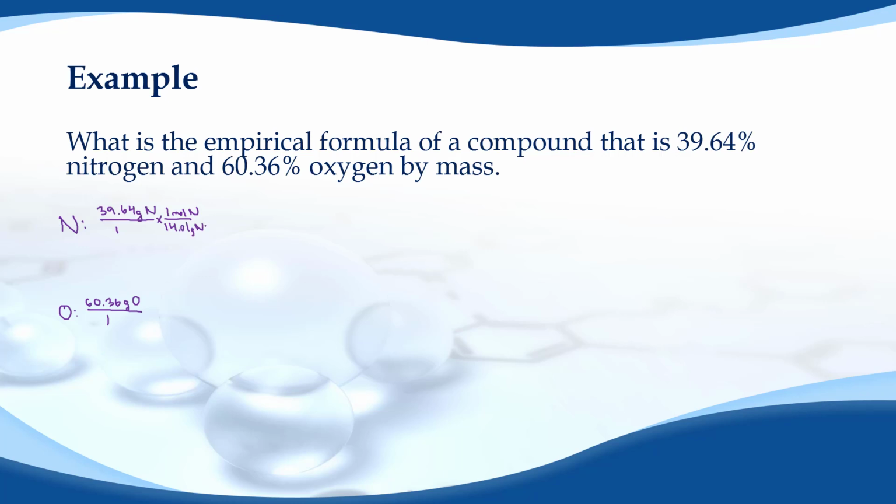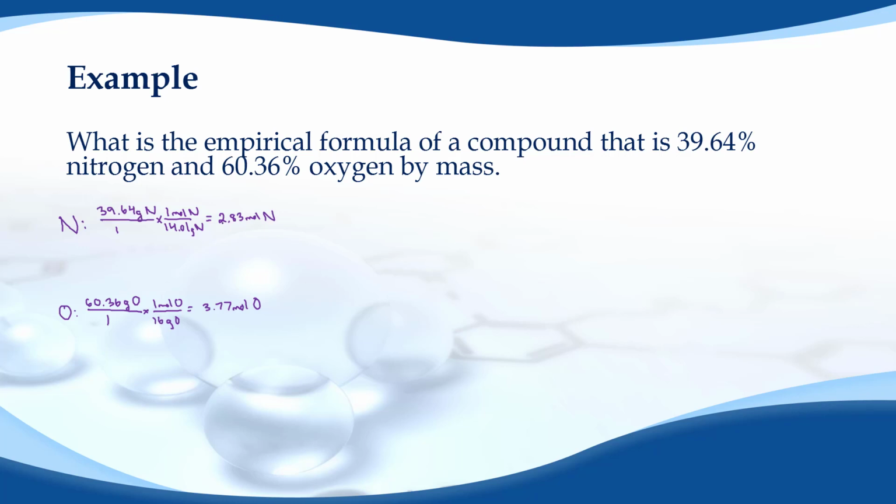Okay, so to find moles for nitrogen, 39.64, we're going to divide by its molar mass, which is 14.01, and that will give us 2.83 moles of nitrogen. For oxygen, we do the same thing, except we divide by 16. So 60.36 over 16 is 3.77 moles of oxygen. So here's our ratio: for every 2.83 moles of nitrogen, we have 3.77 moles of oxygen.